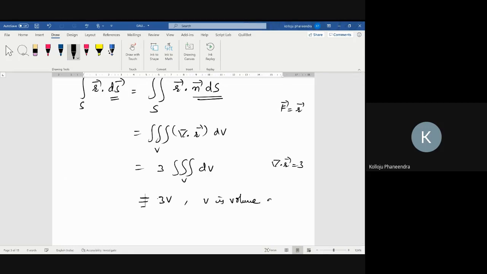Where is the volume given? V is the volume bounded by the closed surface. Yes, that's it. 3V is the first answer.